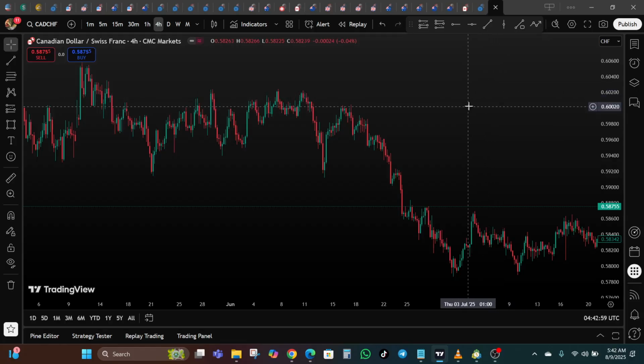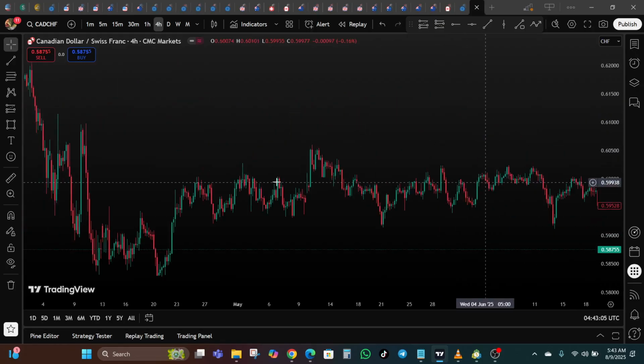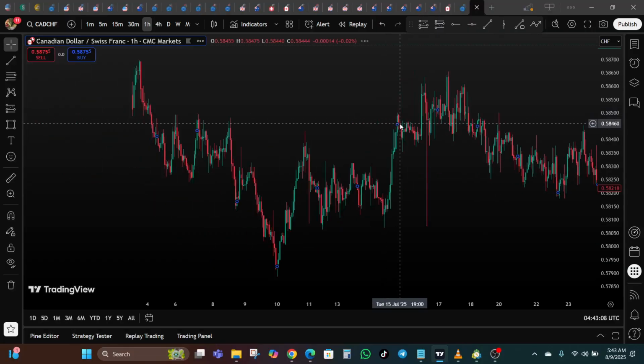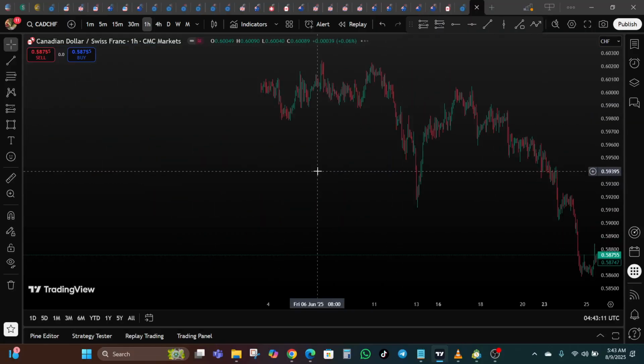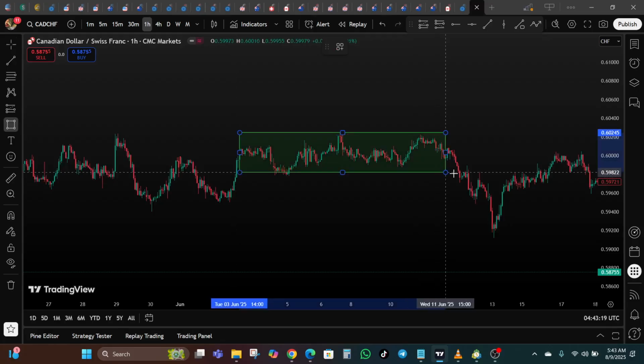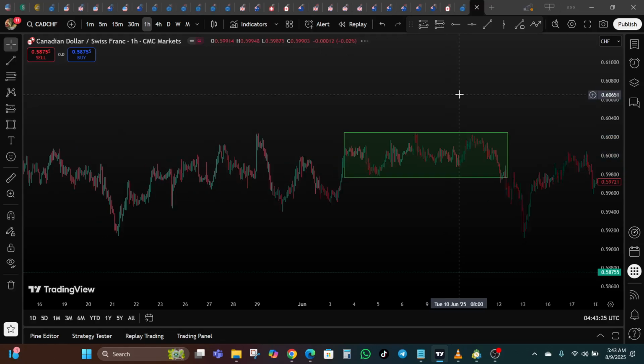The next is the breakout strategy. This works best after price has been consolidating in a tight range. So now let us look for a consolidating period, and then right after that consolidation, there is usually a breakout that follows. Whenever you have a consolidation, always expect a breakout.